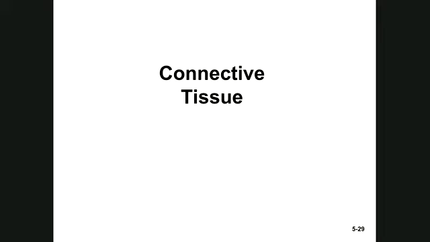Examples of connective tissue include tendon, the structure which can attach muscle to bone, ligament, the structure which can attach bone to bone, adipose connective tissue or fat, cartilage, bone, blood, and lymph.